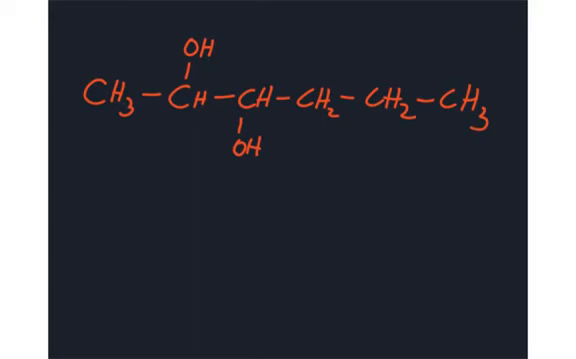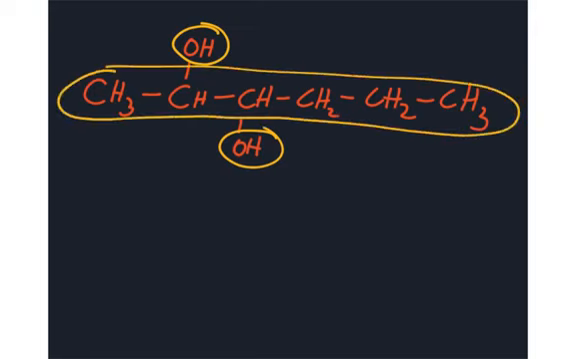Let's get a little fancy with this one. Let's do 2 alcohol groups and see how we would name that. So again, we're going to start with that parent chain. We've got 1, 2, 3, 4, 5, 6. So normally that would be a hexane, but we want to change the ending to represent the fact that we have alcohols. We also want to represent the fact that we have 2 alcohols.